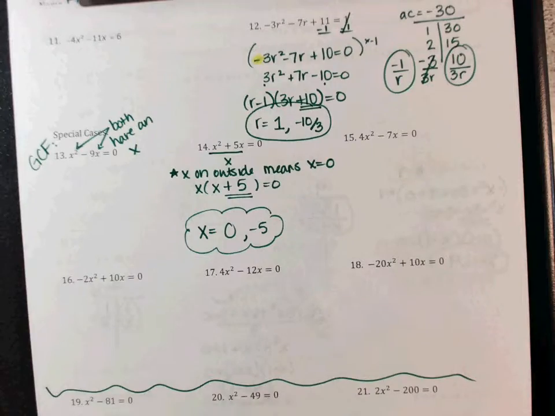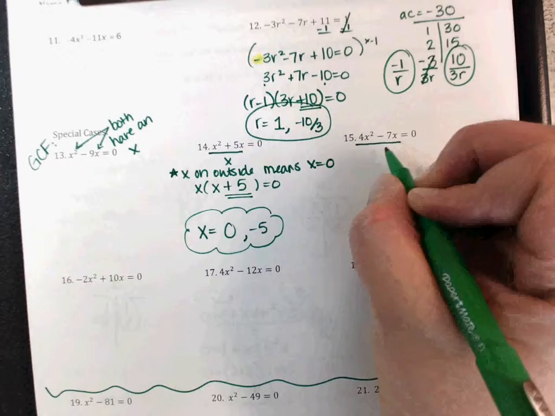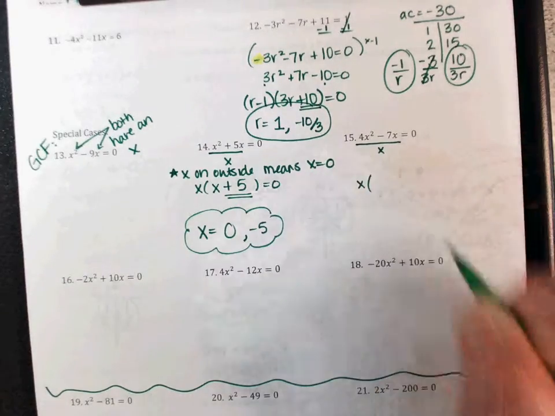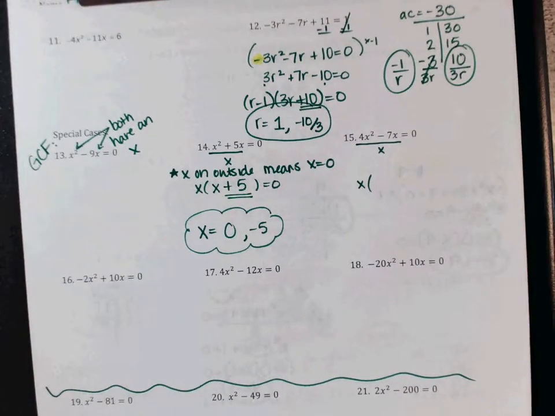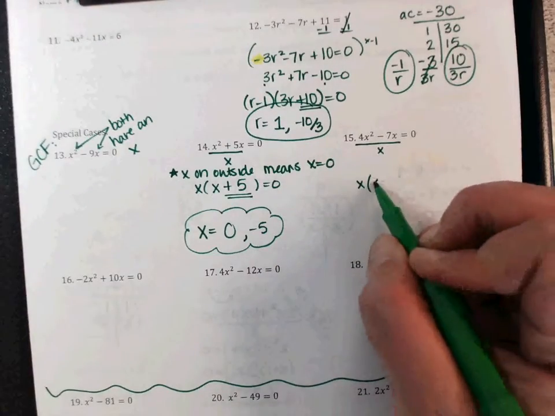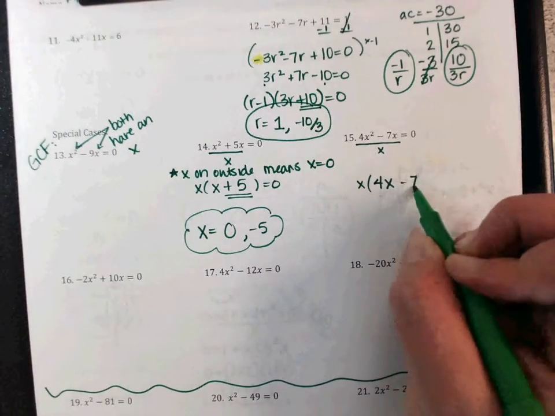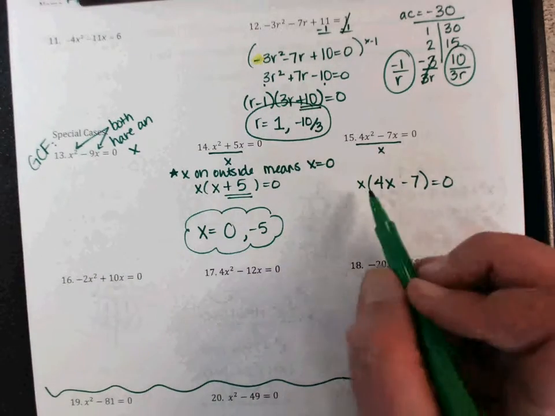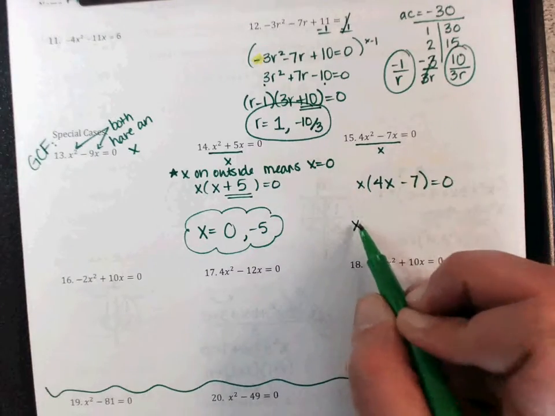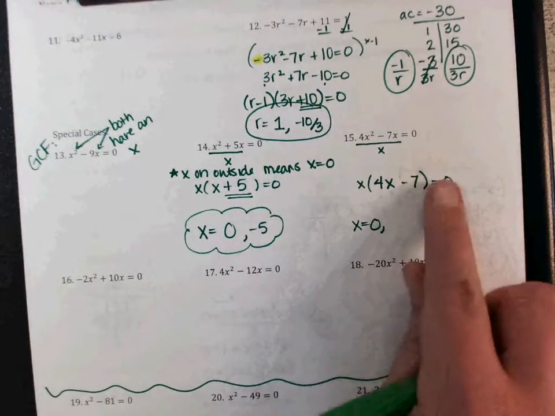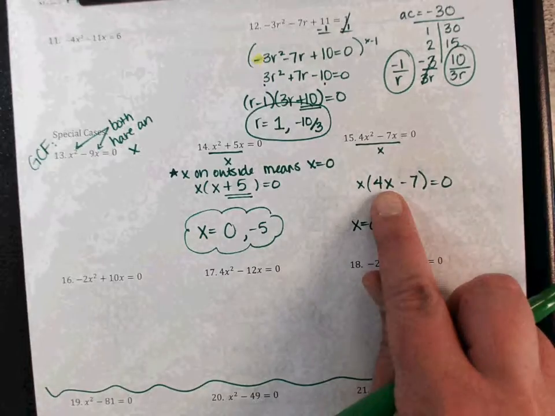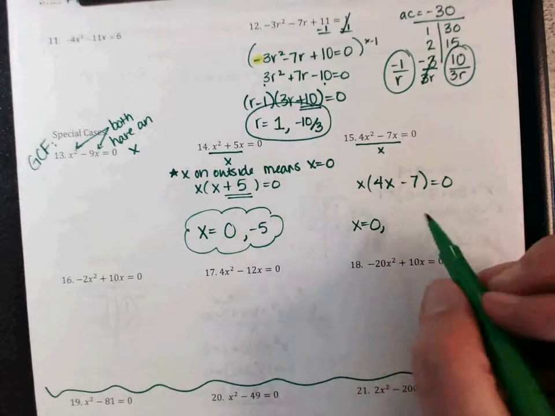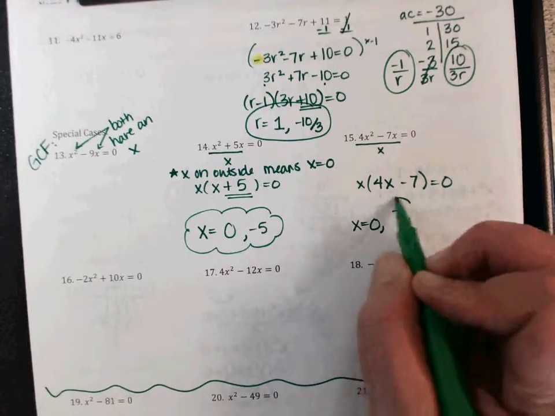What do they both have? An X. So my X is going to come out, but this time I'm going to have numbers left over. What is left over from the 4X squared? 4X. What about the 7X? Just a 7. And then from there, what is my X on the outside's answer? 0. And then on this one, remember, you change the sign, put it over 4. So positive 7, then I put it over 4.